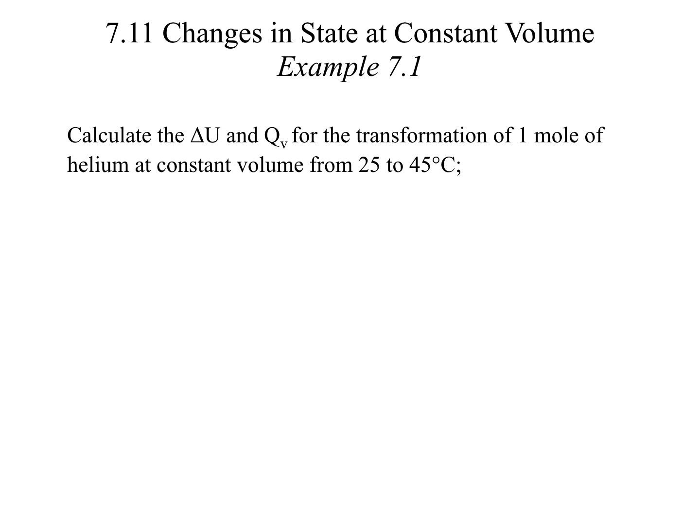Calculate the delta U and Q sub V for the transformation of 1 mole of helium at constant volume from 25 degrees to 45 degrees centigrade. So we just need to calculate the change in the internal energy and the heat produced during a constant volume process while 1 mole of helium is heated under constant volume conditions from 25 to 45 degrees centigrade.